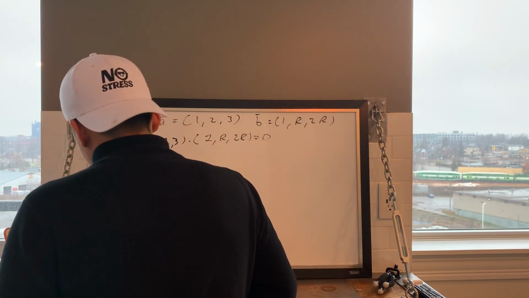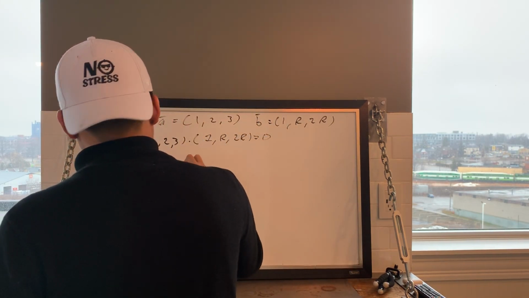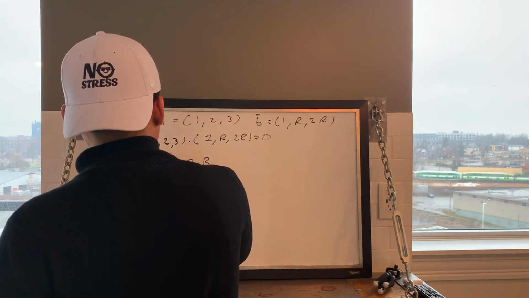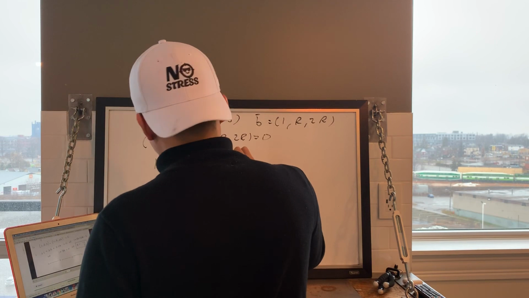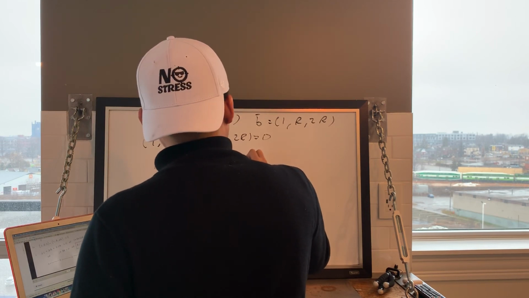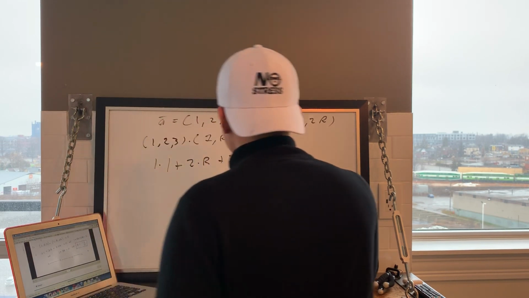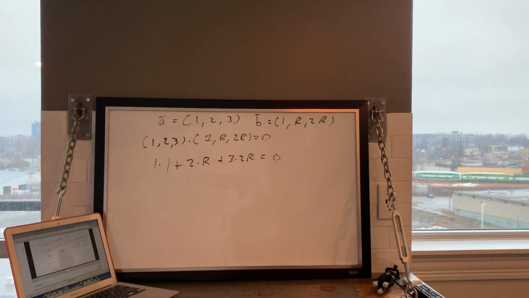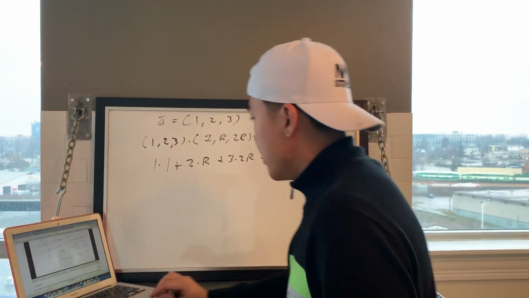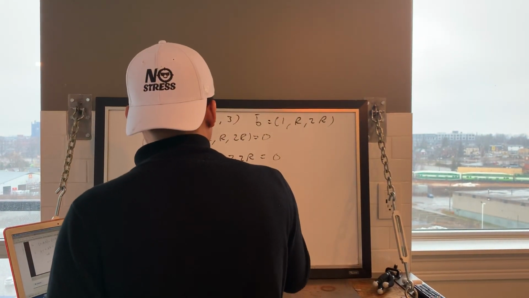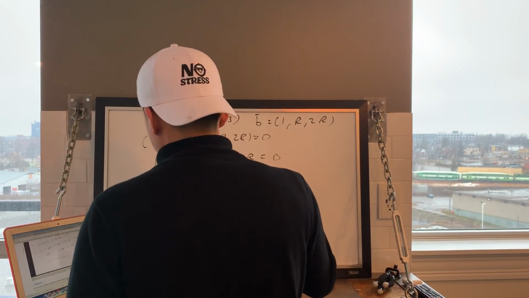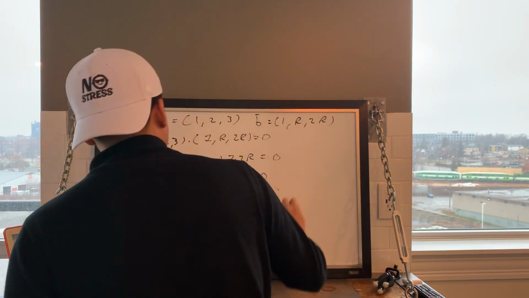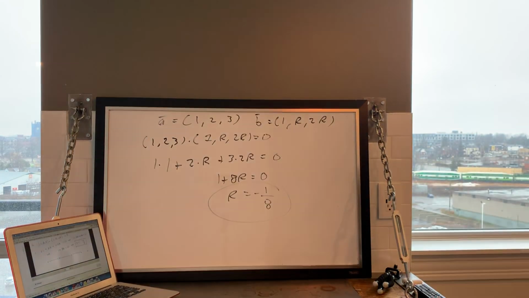So you'd have 1 plus 2 dot r, because it'd be 1 dot 1 plus 3 dot 2r, which equals 0. Because they're perpendicular, the dot product between them is indeed 0. So you'd have literally 1 plus 8r equals 0. So r through algebra would equal -1 over 8. That would be your final answer.